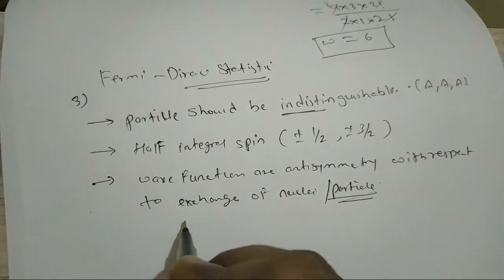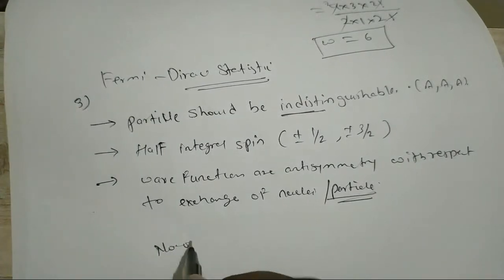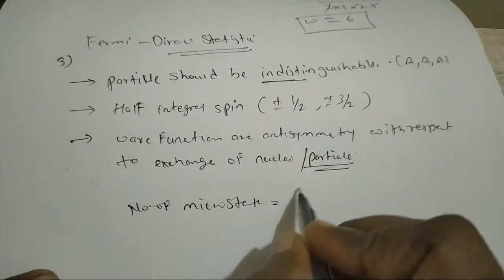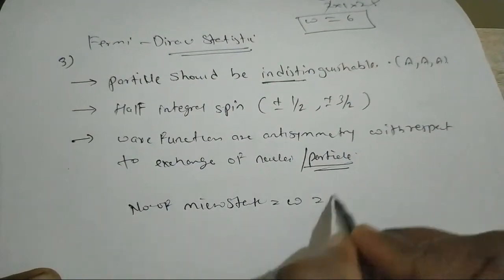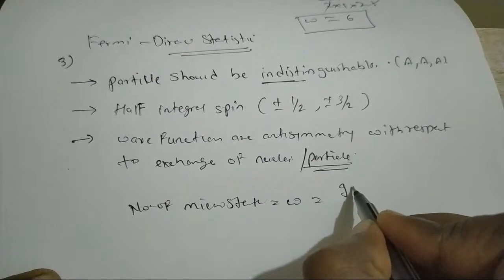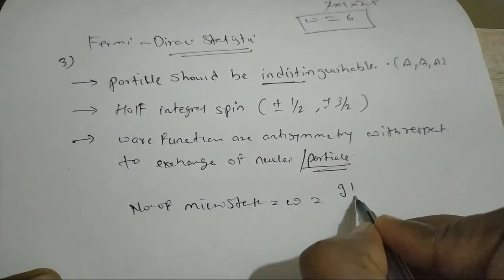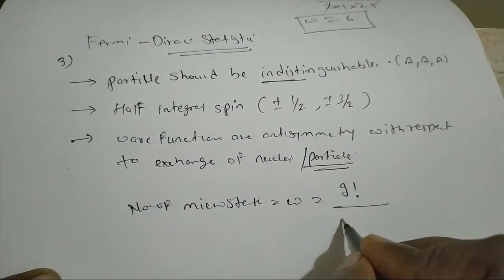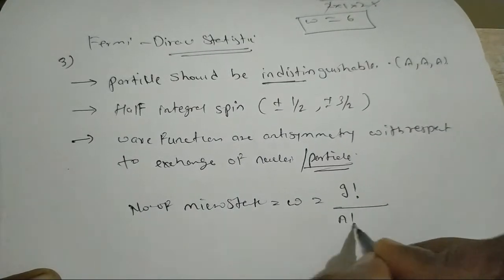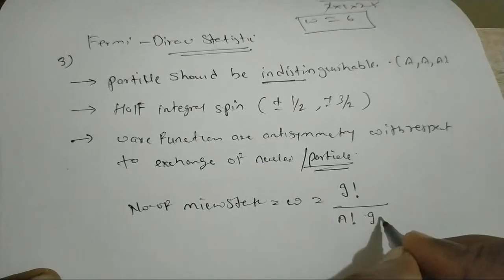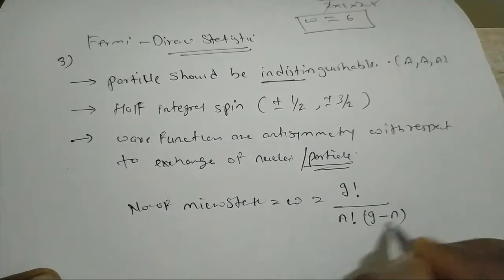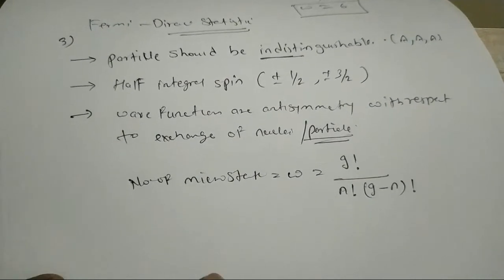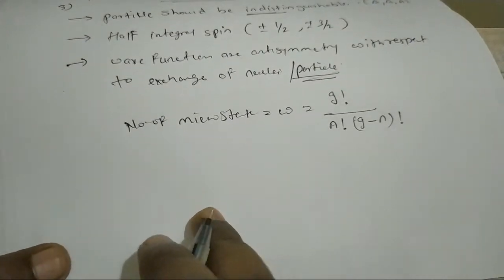So how do we calculate the number of microstates for this? The formula is W equal to g factorial upon n factorial (g minus n) factorial. So let's solve a problem based on this.